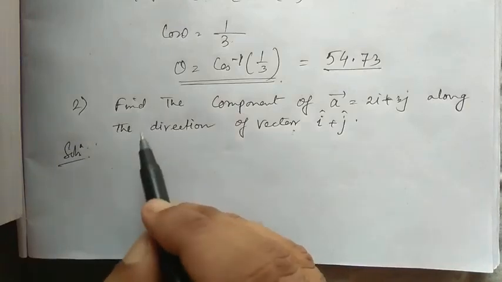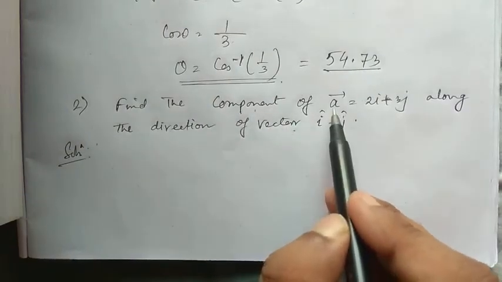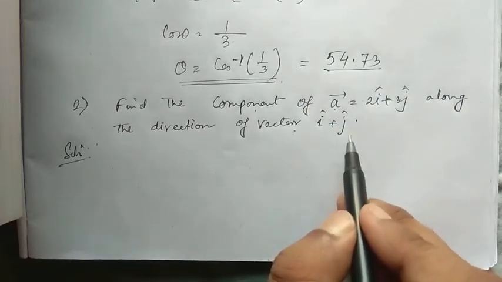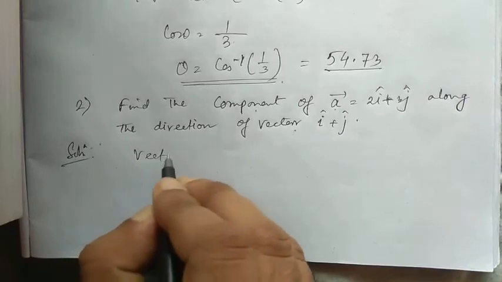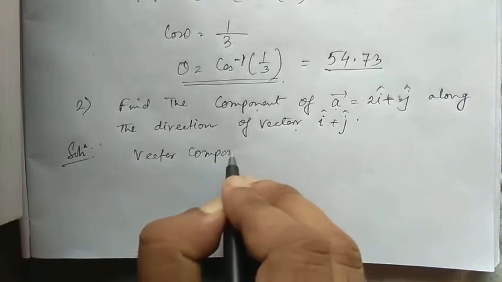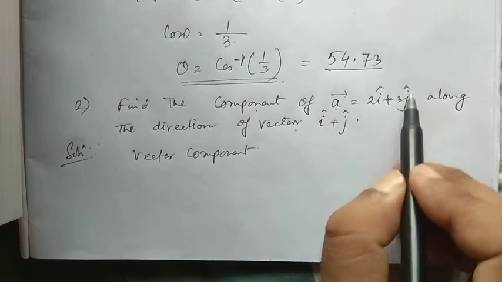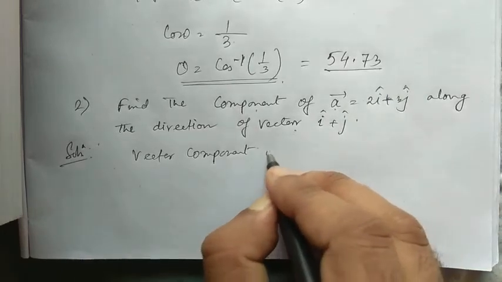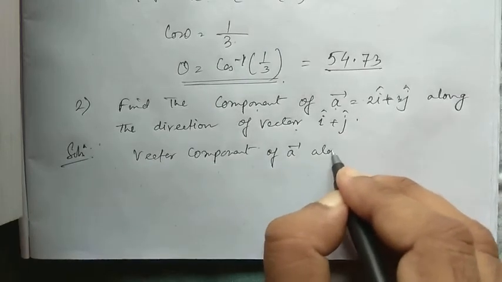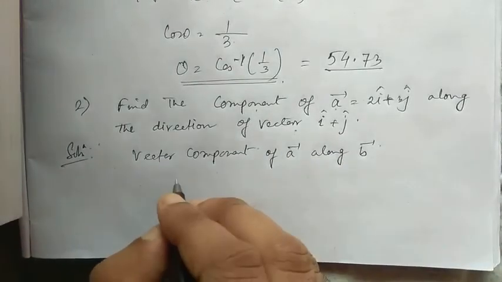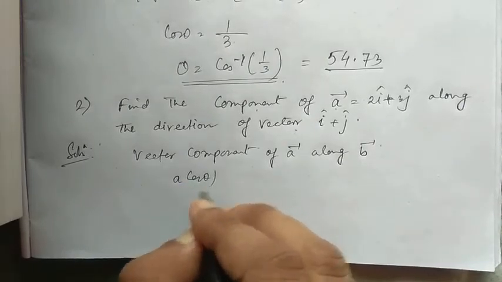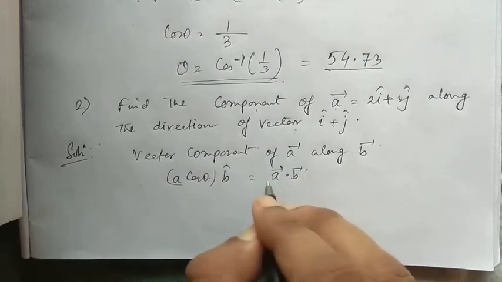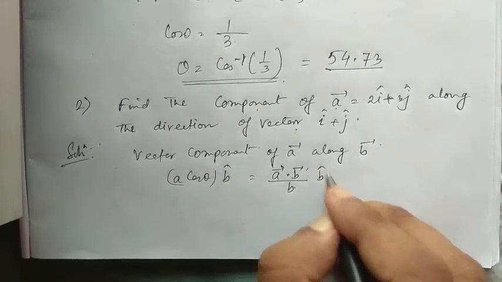The next problem: find the component of vector A, 2i plus 3j, along the direction of vector i plus j. Now they have asked us to find the vector component and not the scalar component, because this is in vector form. Now the vector component of vector A along vector B, we have already learned how to write it, that is A cos theta B cap. On the right hand side it will be A dot B by B into B cap.